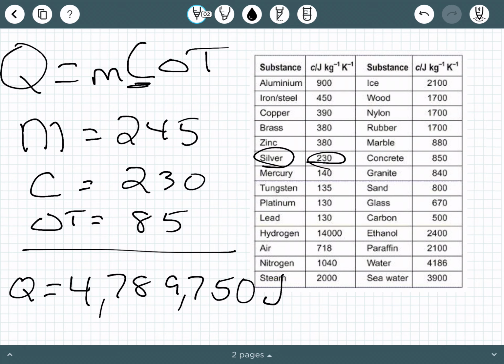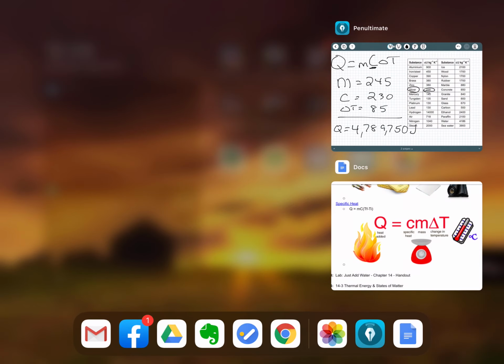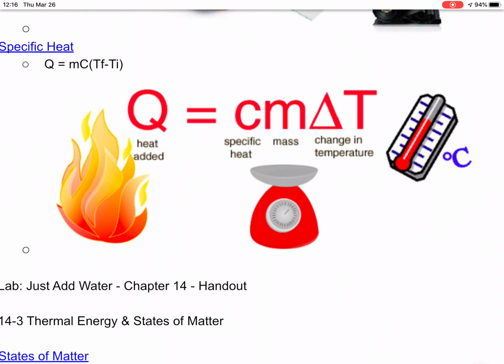Well, I hope that was helpful to you guys. I hope you guys learned a little bit about what's going on. So let me go back to our system. And just remember, Q equals mc delta T. That is on your equation sheet, and we'll work with that a little bit more.